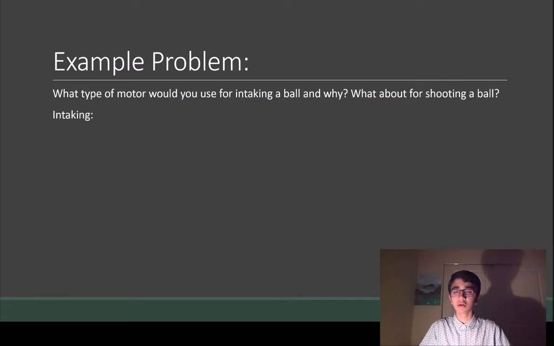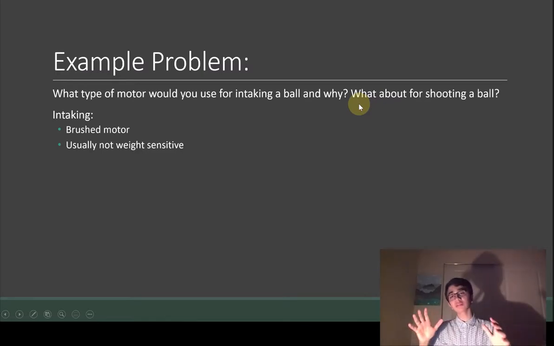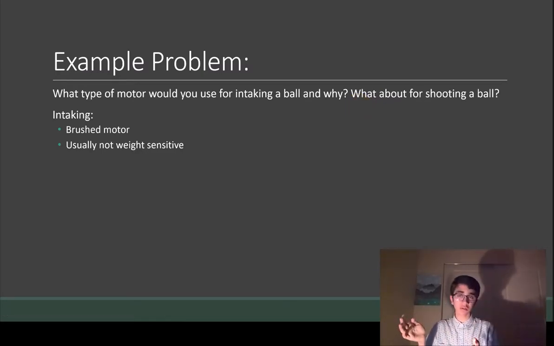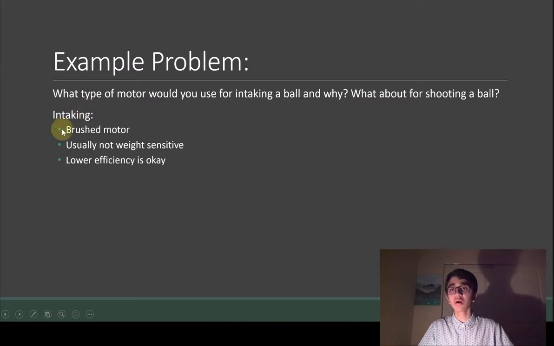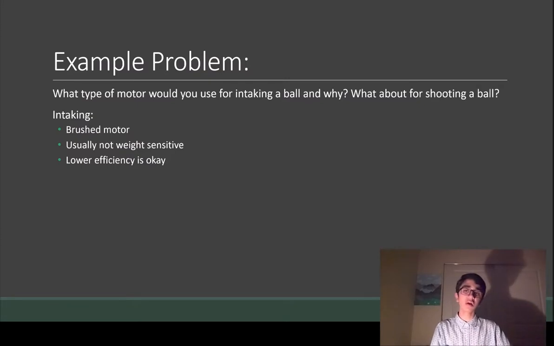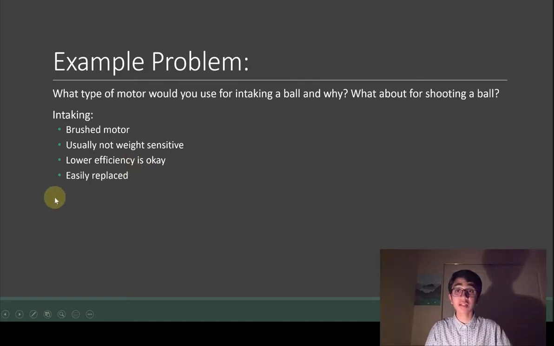All right, so for intaking, we're going to use our brush motor, and here are some reasons. From my experience in the past 3 years, intake mechanisms are usually not weight sensitive, so having a slightly heavier brush motor is okay. Lower efficiency is okay, because intake is usually not a very high performance application. We can save some money by using a brush motor. And it's easily replaceable.